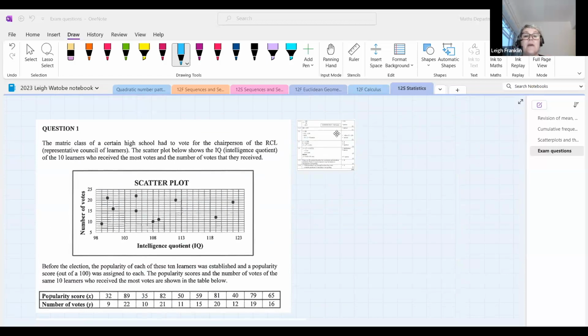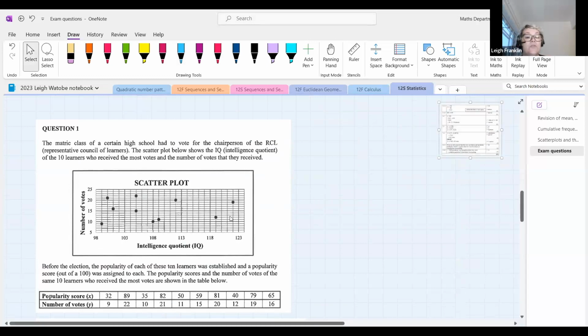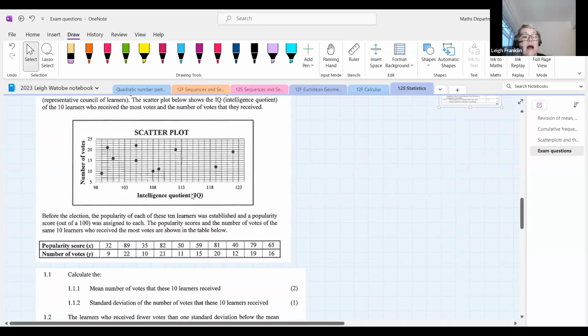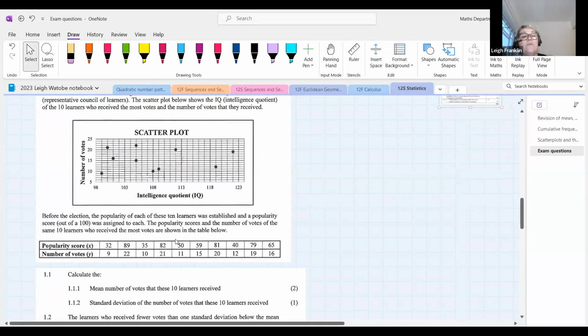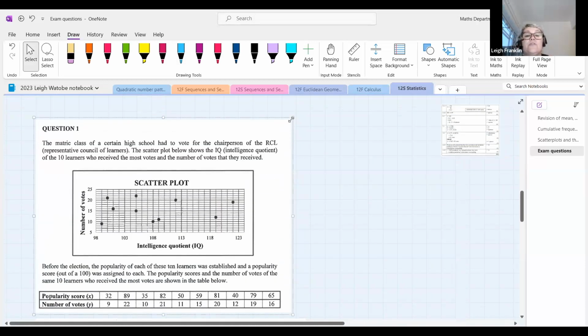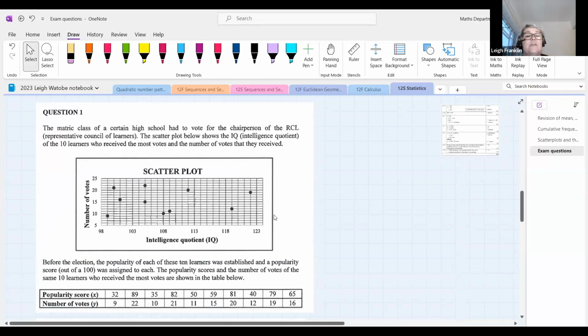Okay, so I just wanted to come back to this. This question combined the scatter plot with the mean and the standard deviation. I thought that this was quite a nice question for us to do as well. So let's have a look at the information. It tells us that the matric class of a certain high school had to vote for the chairperson of the RCL. The scatter plot below shows the IQ, intelligence quotient, of the 10 learners who received the most votes and the number of votes that they received.